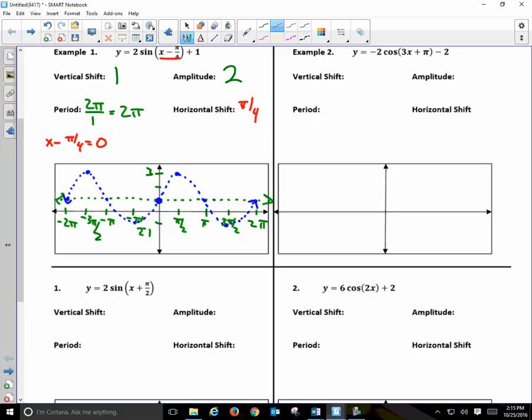But it is shifted pi over 4. And because pi over 4 is positive, it will be shifted to the right. How much of a tick mark is pi over 4? Is it a full tick mark? Is it 2 tick marks? Is it a half a tick mark? How much is it? It's half of a tick mark. Pi over 4 would be half of pi over 2. So I'll take all these dots and I'll move them half of a tick mark to the right.